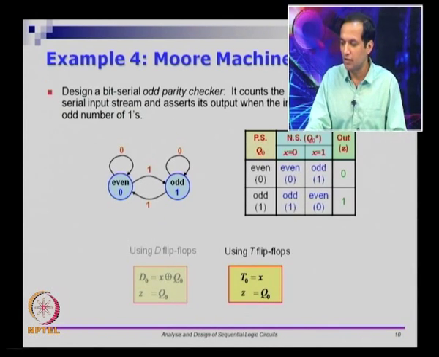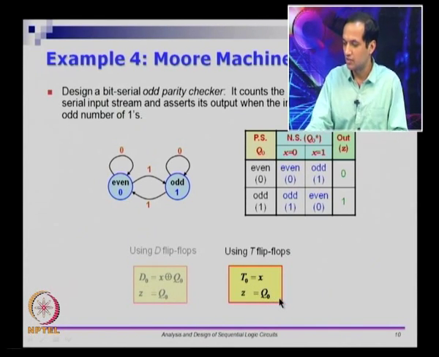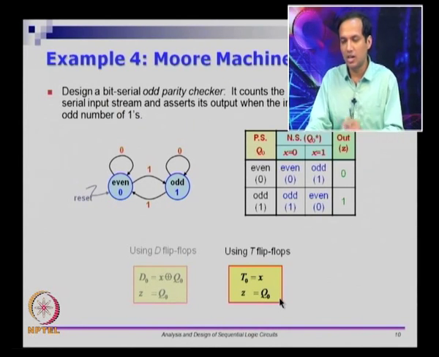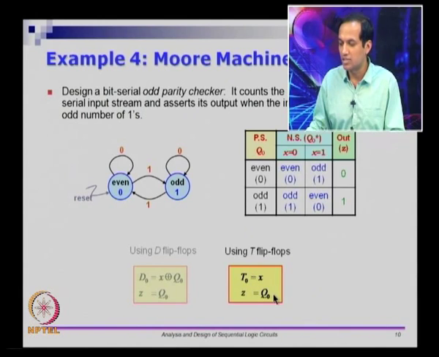If you want to do it with T flip flops, the T flip flop is slightly simpler. So T0 is just X itself and Z is Q0 itself. So I suggest that you go and try this and convince yourself that using a T flip flop the logic becomes simpler. So this is an example where using a different flip flop seems to actually reduce the gate count. Here you would have used an XOR gate, here you do not need anything at all.